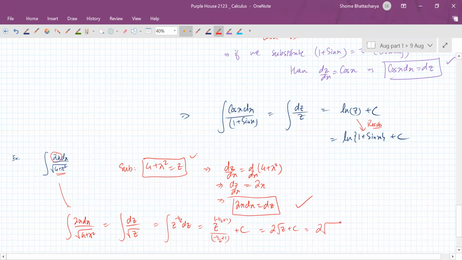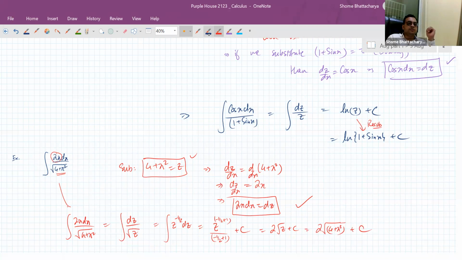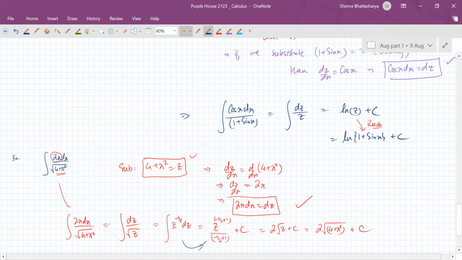So we cannot simply write 4 plus x square raised to minus half. Sorry, come again. We cannot substitute. Sir, we found that the final term is z to the power minus half. After that we have to do minus half plus 1, and in the denominator minus half plus 1. Yeah, we have to use the formula of integration, na. In the last step, from here to here, what we are doing is integration, so we have to use the formula of integration only, right? I substituted z as 4 plus x square. Yes.